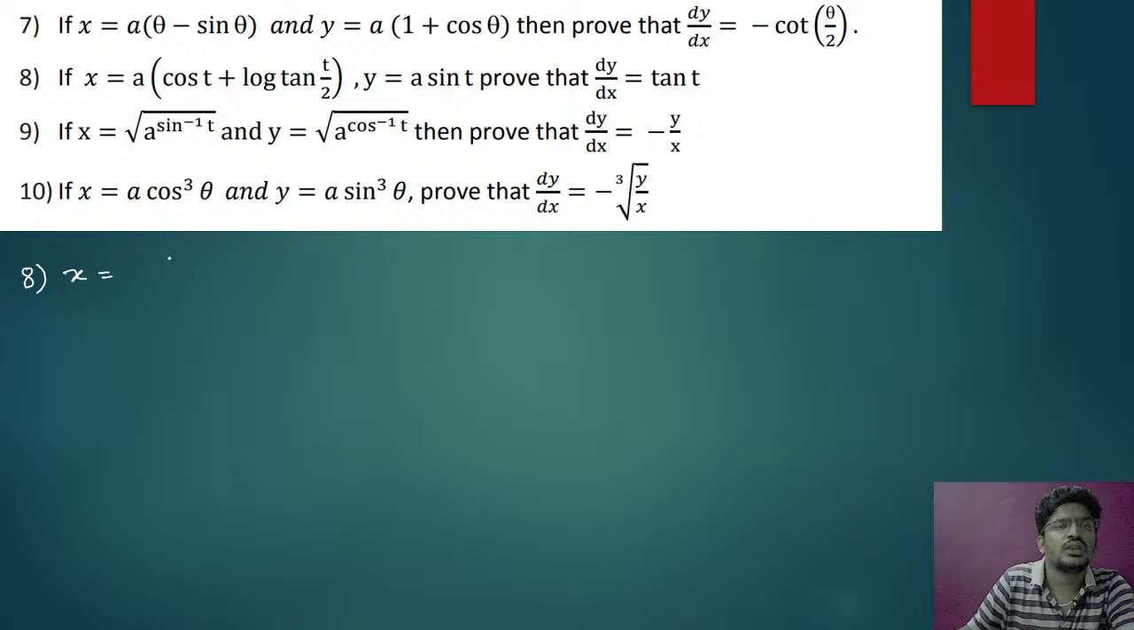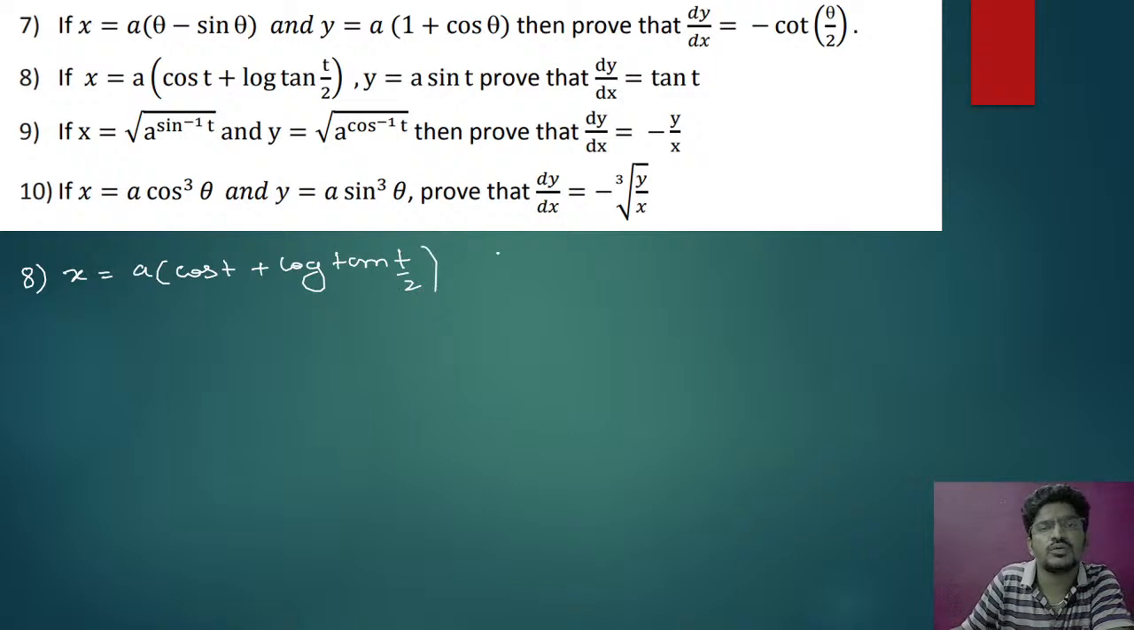So x will be equal to a times cos t plus log of tan t by 2. Okay, no problem. So be careful because here you have log of tan t by 2, and y equal to a sin t. So all of you be careful. Here x will be equal to a cos t plus log of tan t by 2. This is a little bit very important where you have to concentrate because here you have to apply the chain rule.